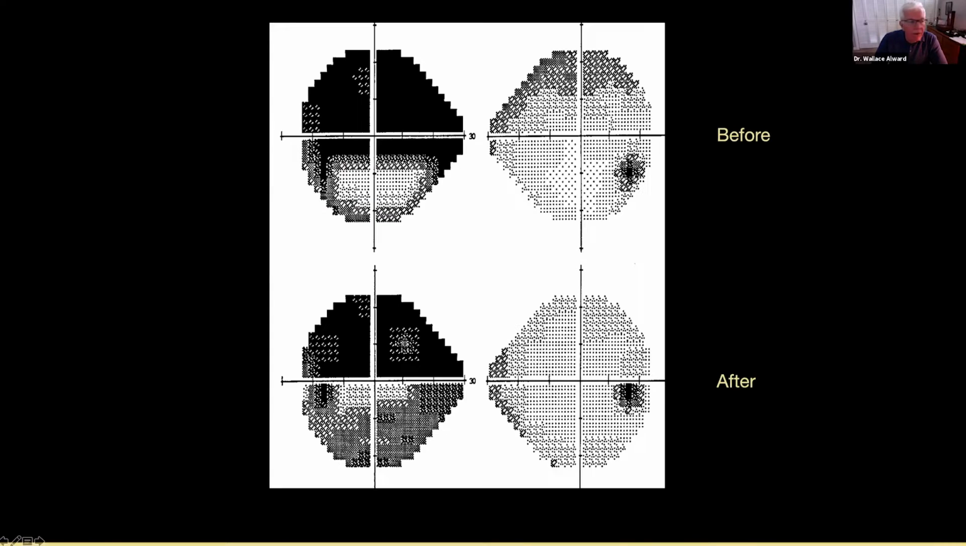So this is that same patient I just showed you. This is before and after. And once you've seen this, you're not going to miss this, right? You're going to see that, instantly know that this is somebody who failed to refixate.